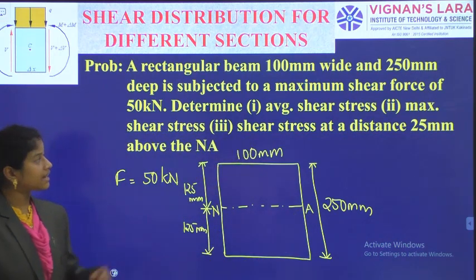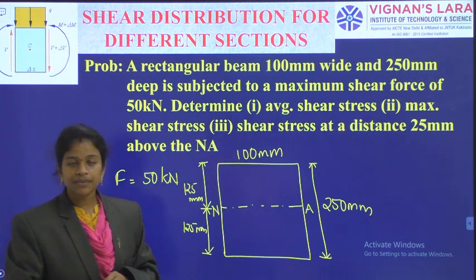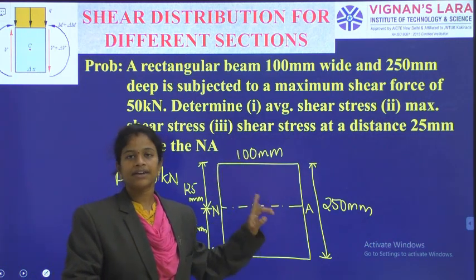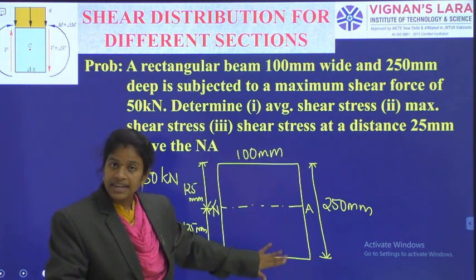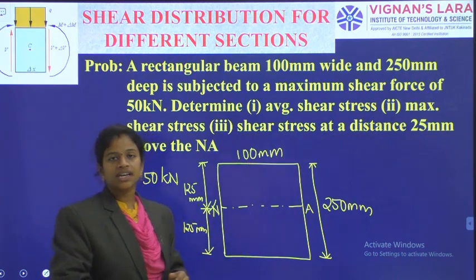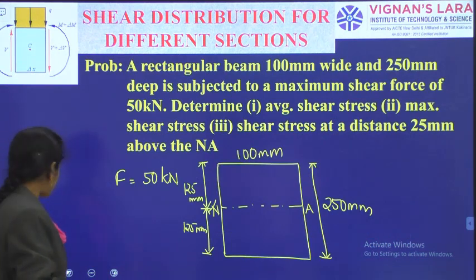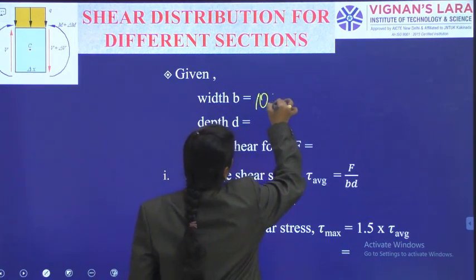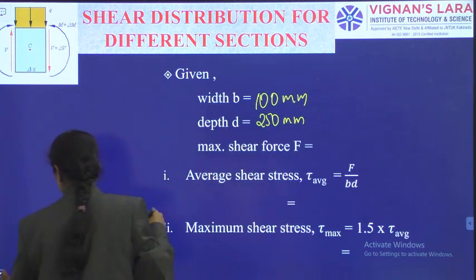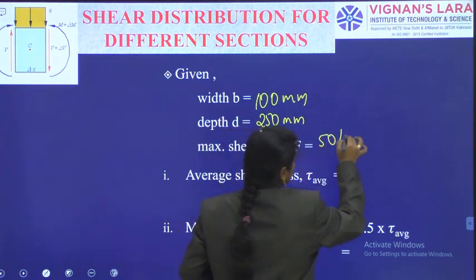Firstly, what should I calculate? They are asking us to determine the average shear stress. Average shear stress means simply the shearing force divided by the shearing area, the cross section on which the shearing force is applying. That area is my shearing area. So the given data: width of the beam 100 mm and depth 250 mm, and the applied shear force is 50 kilonewtons.